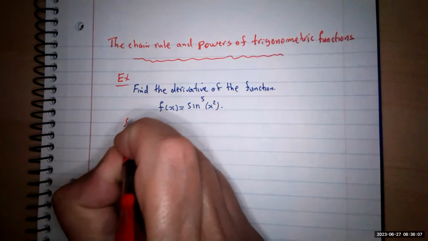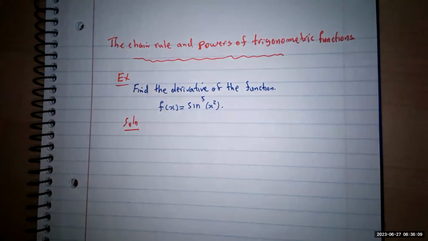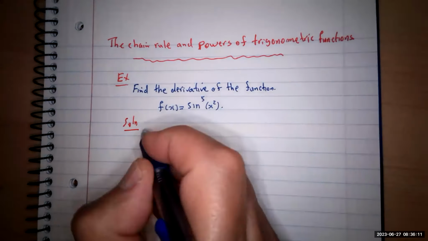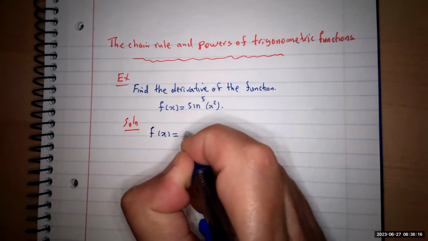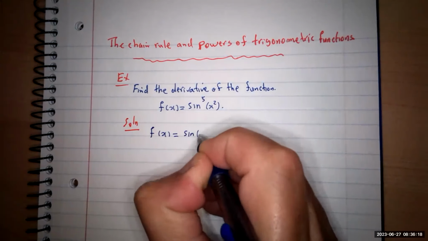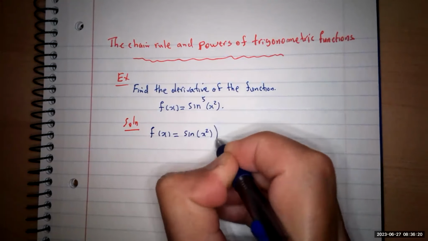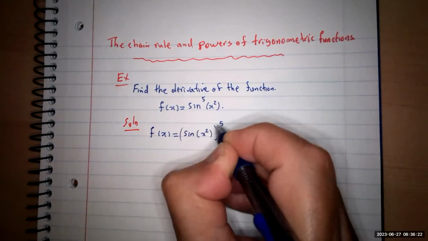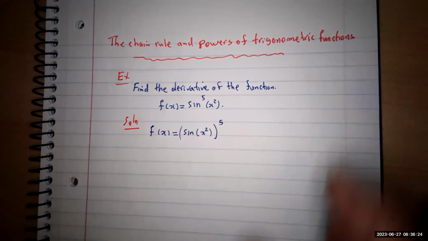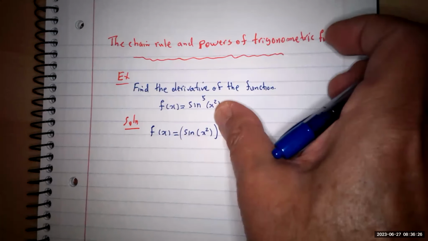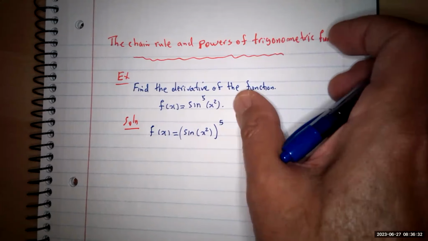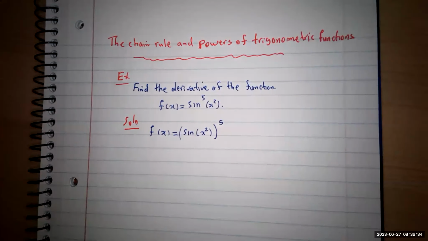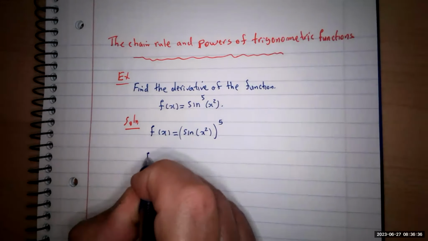Solution. If you rewrite it in this form, you don't have to, but this is f of x, and this is going to be the sine of the x squared, everything to the fifth. If you forget about this power, this is the one that we did already: outside, inside. But you have a power over here. So if you want to differentiate it, chain rule.